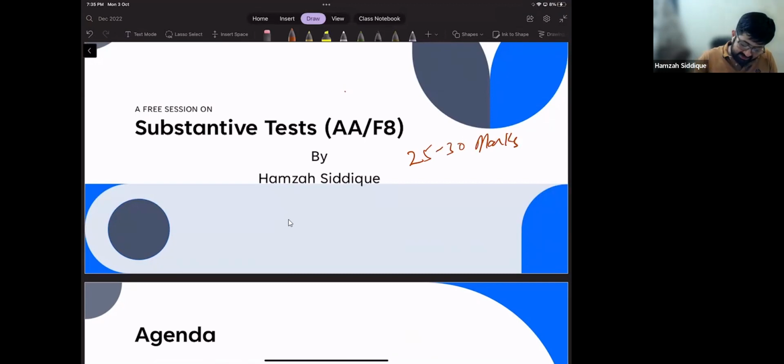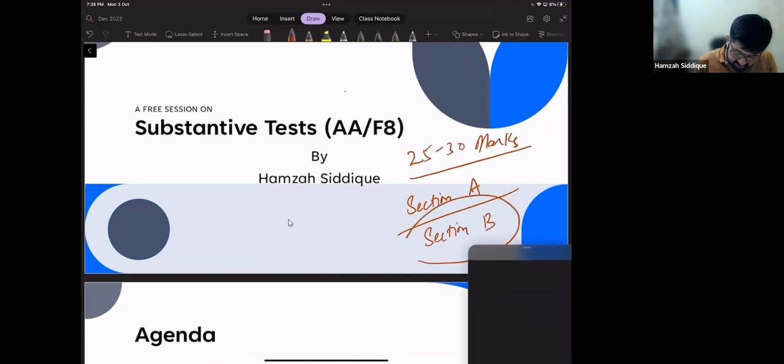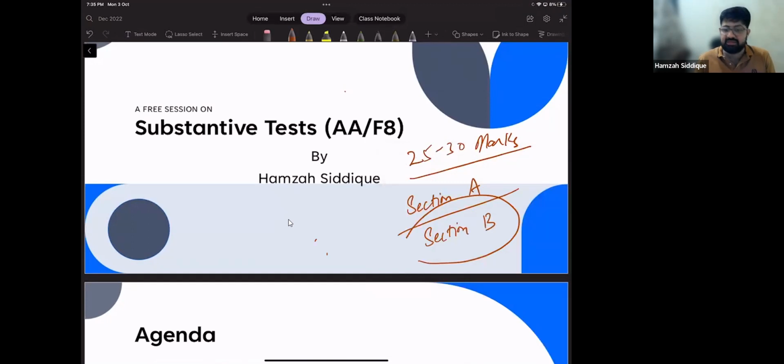It is tested in both sections: Section A, which is objective type questions, and Section B. In Section B particularly, it causes students some panic because they are unable to deal with it according to the examiner's expectations. So the main focus of today's session is how to approach this area in the exam.